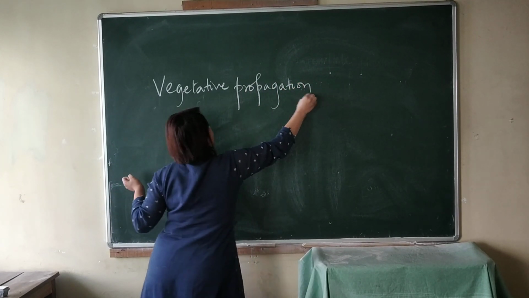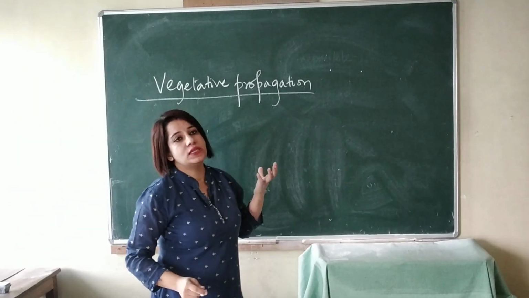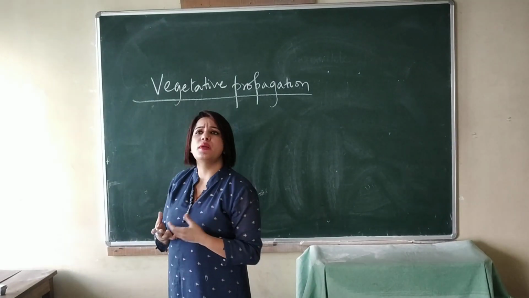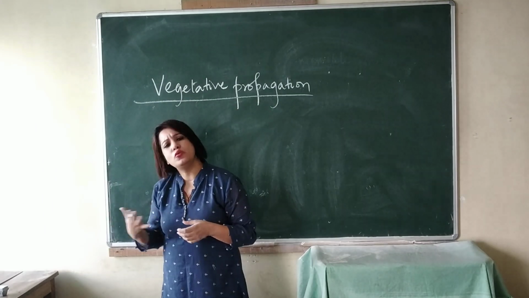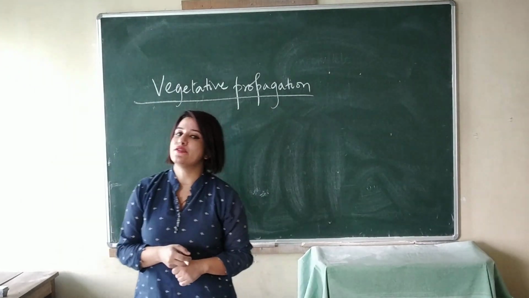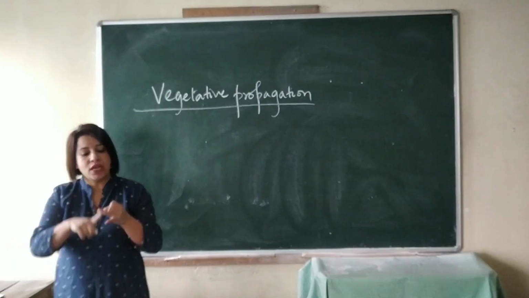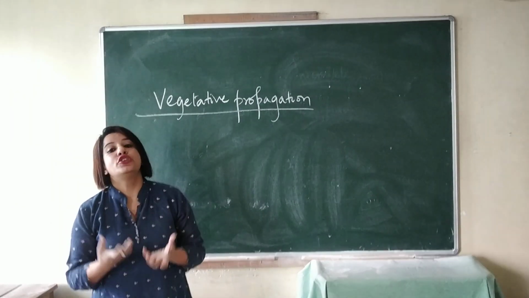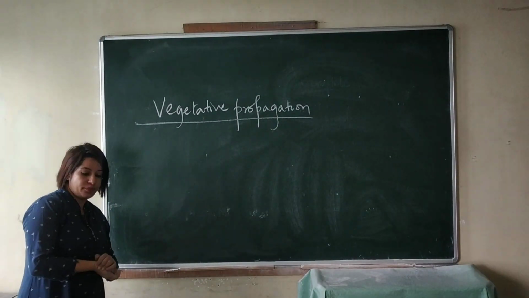And last time I had told you that vegetative propagation means the type of reproduction in which any part of the plant is used to grow a new plant. It may be the stem, it may be the root, or it may be the leaf. So if any vegetative part of the plant, that is the root, stem and the leaf, is utilized to grow a new plant, we call it vegetative propagation.